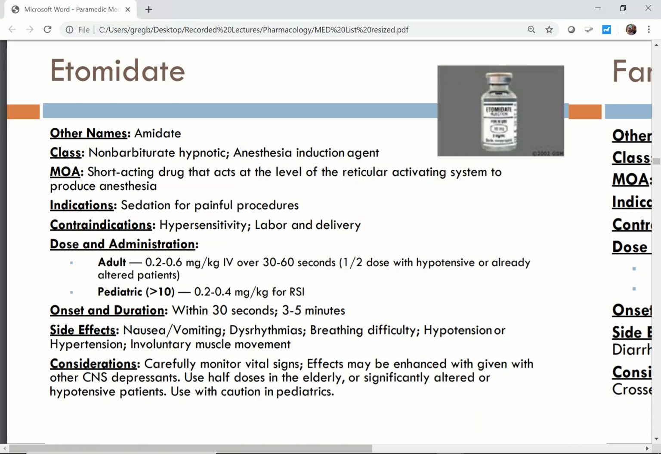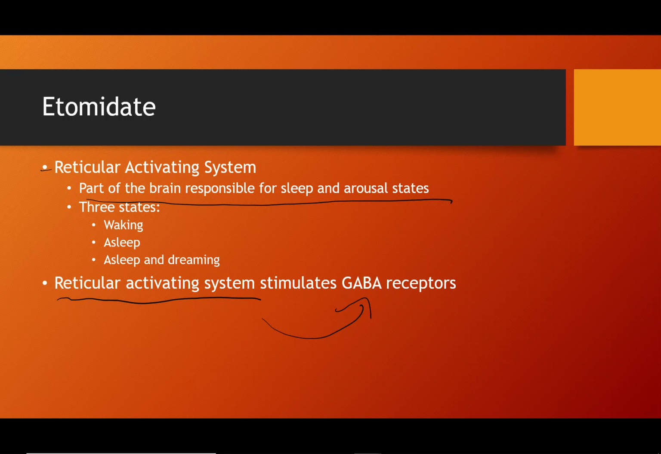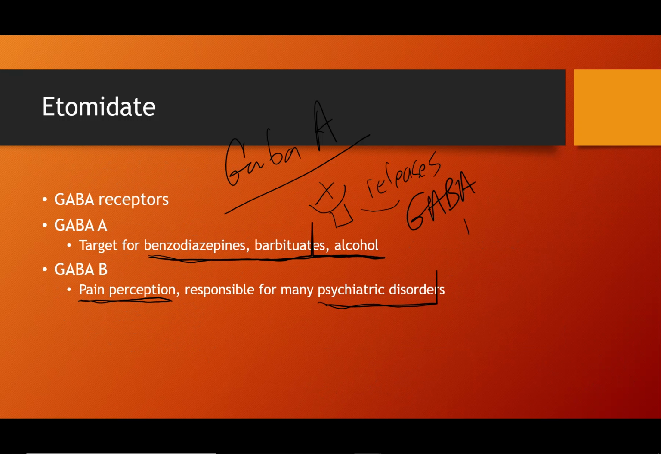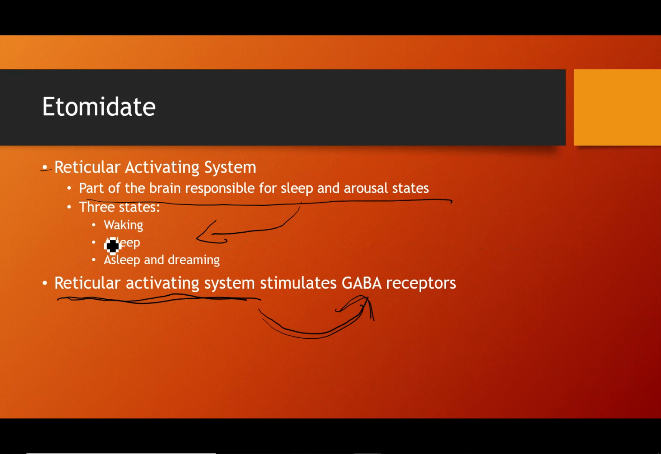So let's go back to your drug card here and see how this all correlates. It acts on the level of the reticular activating system to produce anesthesia. If I work on the reticular activating system, I'm stimulating GABA receptors, and I'm also responsible for my sleep cycle, right? So it produces feelings of relaxation, drowsiness, calmness, as well as producing an amnestic effect, which is basically putting the patient to sleep.